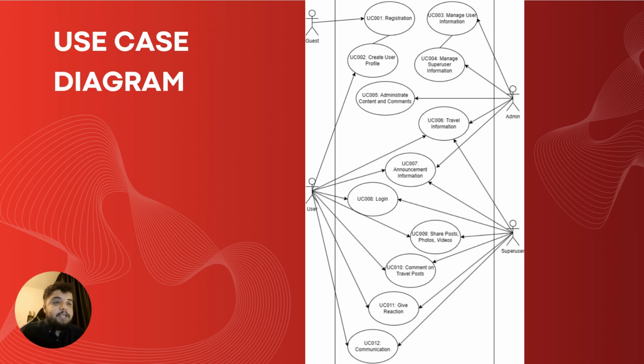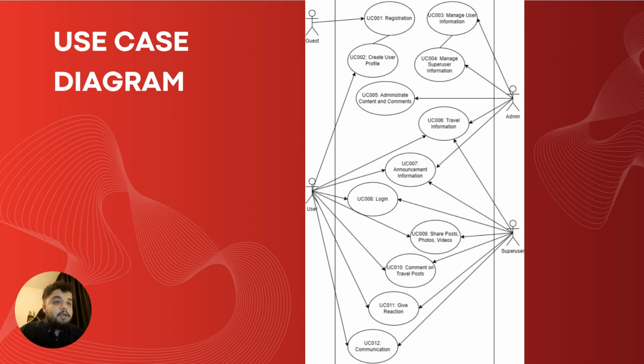Secondly, we have create user profile. After the guest registers and changes from a guest to a user, they can go to their profile and create their user profile there. Thirdly, it's for the admin. Thirdly and fourthly are managing user information and super user information. The admin has the ability to switch a normal user to a super user or the opposite. And the admin has the content and comments administration, where the admin can see everything about the announcements and posts that have been shared by the user and super user.